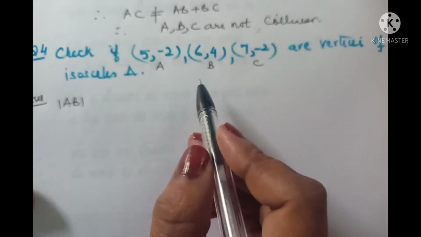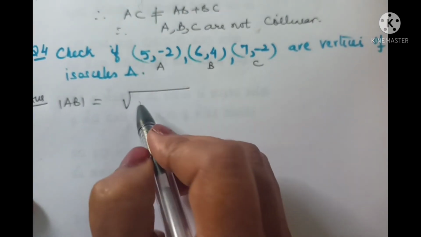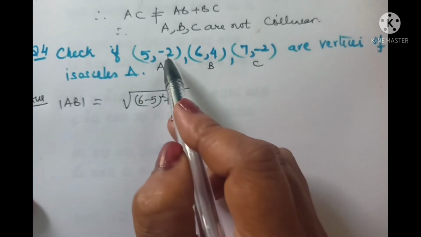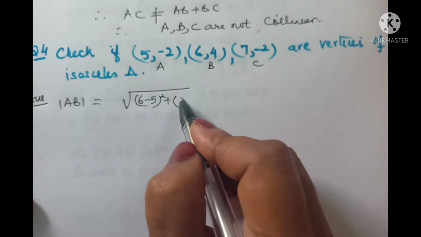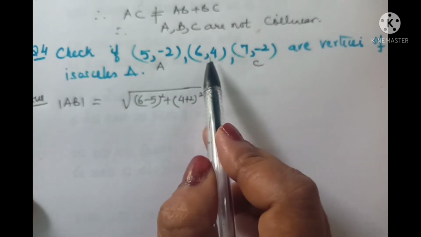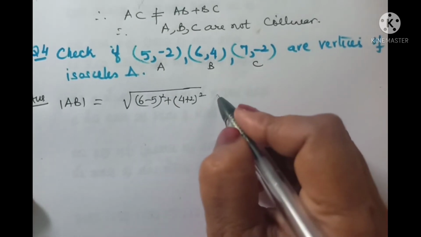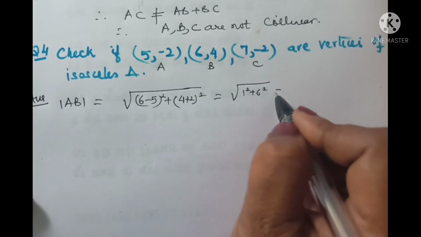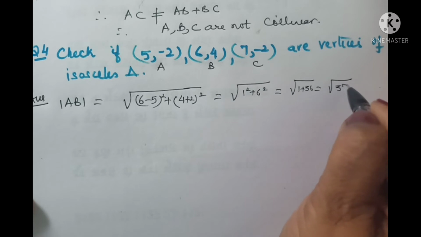So let us find out AB. AB will be square root of x2 minus x1, that is 6 minus 5 whole square, plus y2 minus y1. So 4 sign change 2, so minus minus will become plus, 4 plus 2. This is a very easy thing: you do y2 sign change y1, similarly x2 sign change x1. So solving this I get 1 square plus 6 square, which gives me 1 plus 36, that is root of 37. I leave it here.